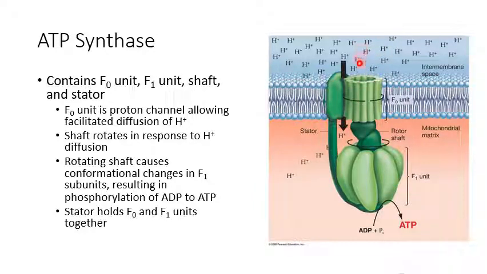As these protons are diffusing across the membrane through the F0 unit, their movement is going to cause the shaft to start to rotate. So it's going to start spinning around. And as it spins around, the F1 unit proteins are going to have conformational changes. And remember, a conformational change is a slight change in the shape of a protein that helps it do its function. So they're going to be going through conformational changes, and those conformational changes allow them to take a free phosphate and attach it to ADP, which gives you ATP.